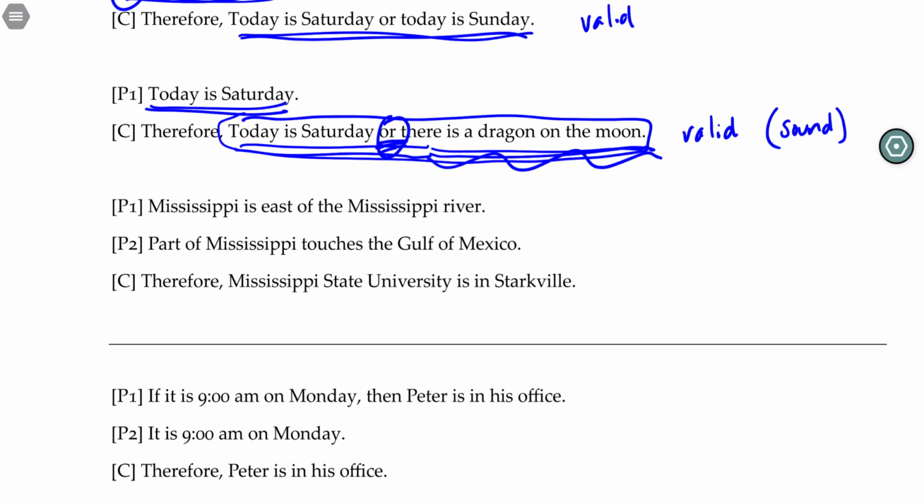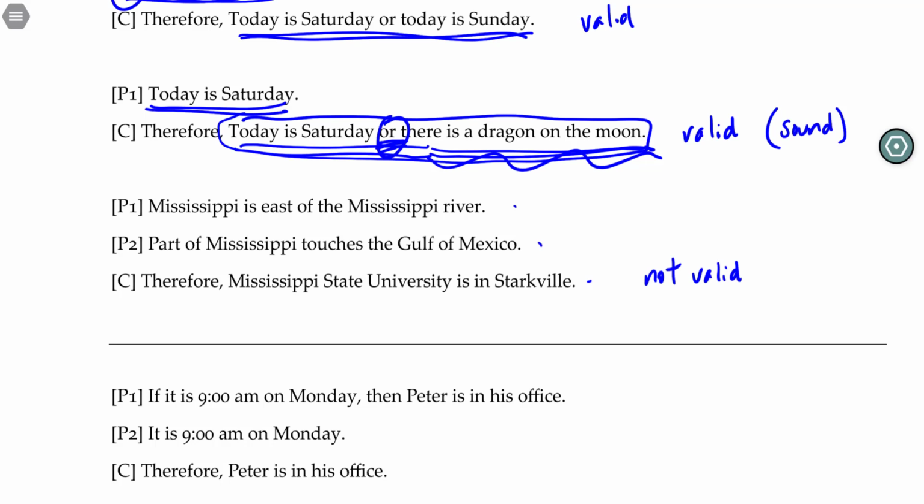Okay, this one here is a little tricky. So premise 1, Mississippi is east of the Mississippi River. Premise 2, part of Mississippi touches the Gulf of Mexico. Conclusion, therefore, Mississippi State is in Starkville. So you might notice that in this argument, we have 3 sentences that are all in fact true. Each of these, the 2 premises and the conclusion, are all true. However, this is not valid.